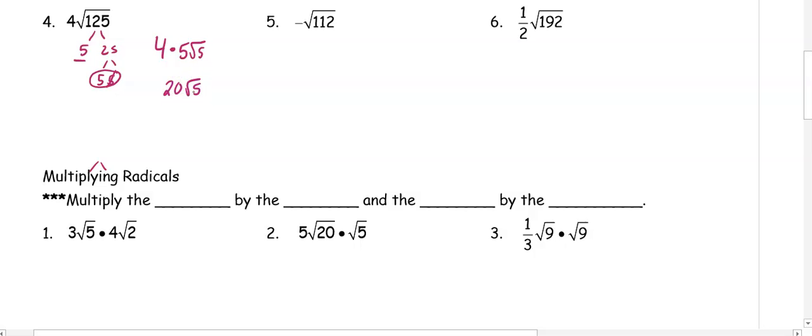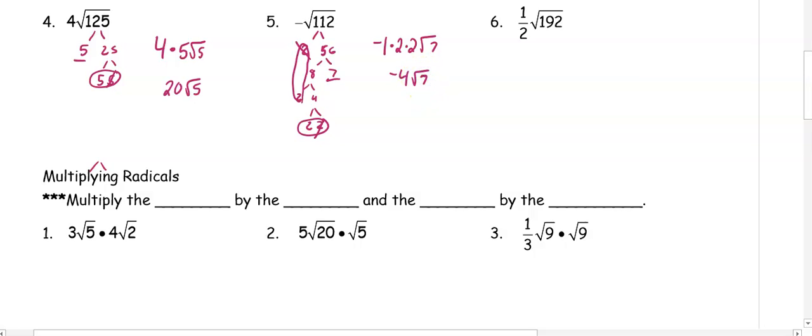Number 5, we have 112. So we can break that down into 2 and 56. 56 breaks down into 8 and 7. 8 breaks to 2 and 4. 4 breaks to 2 and 2. So we have a pair of 2s and another pair of 2s. We also have a negative out front. So that means we have negative 1 times a pair of 2s times a pair of 2s. Root 7 is the only number left over. So we would get negative 4 root 7.